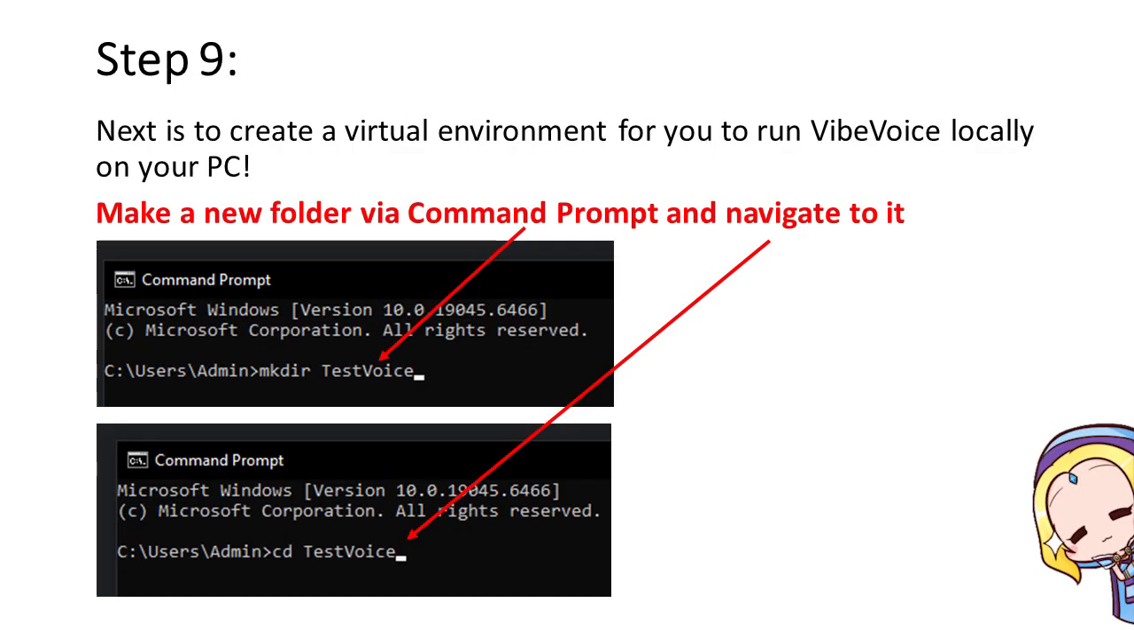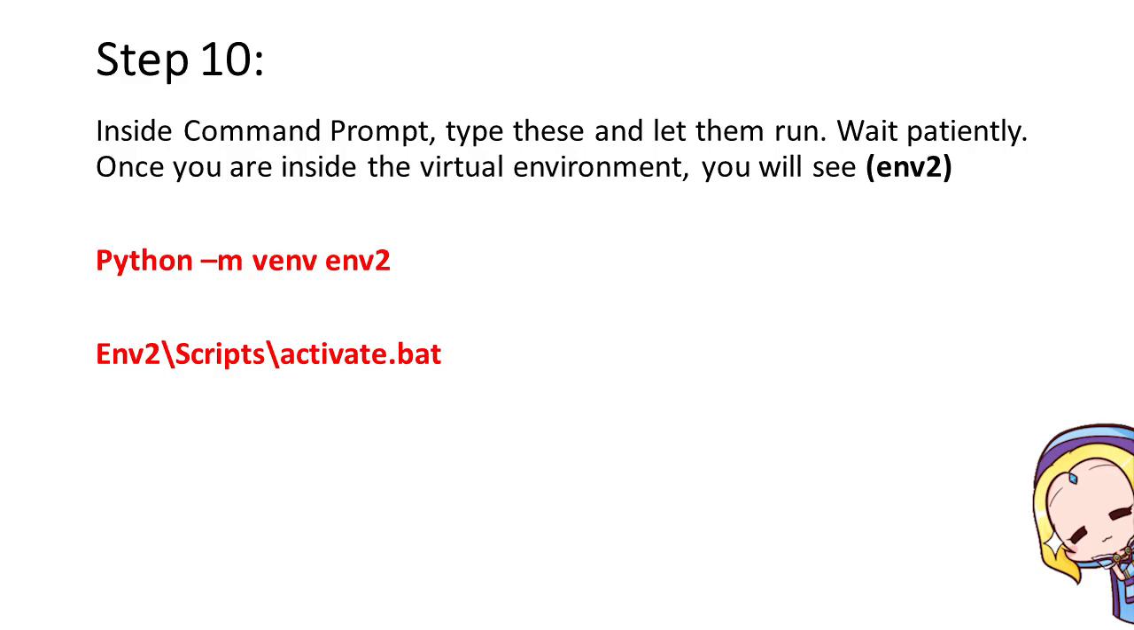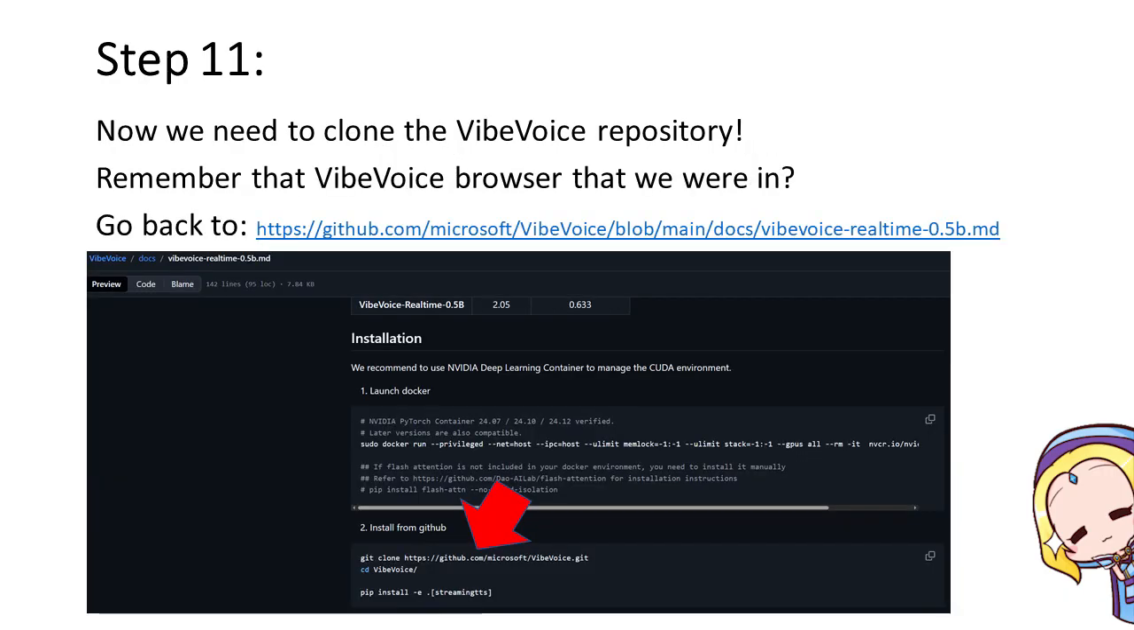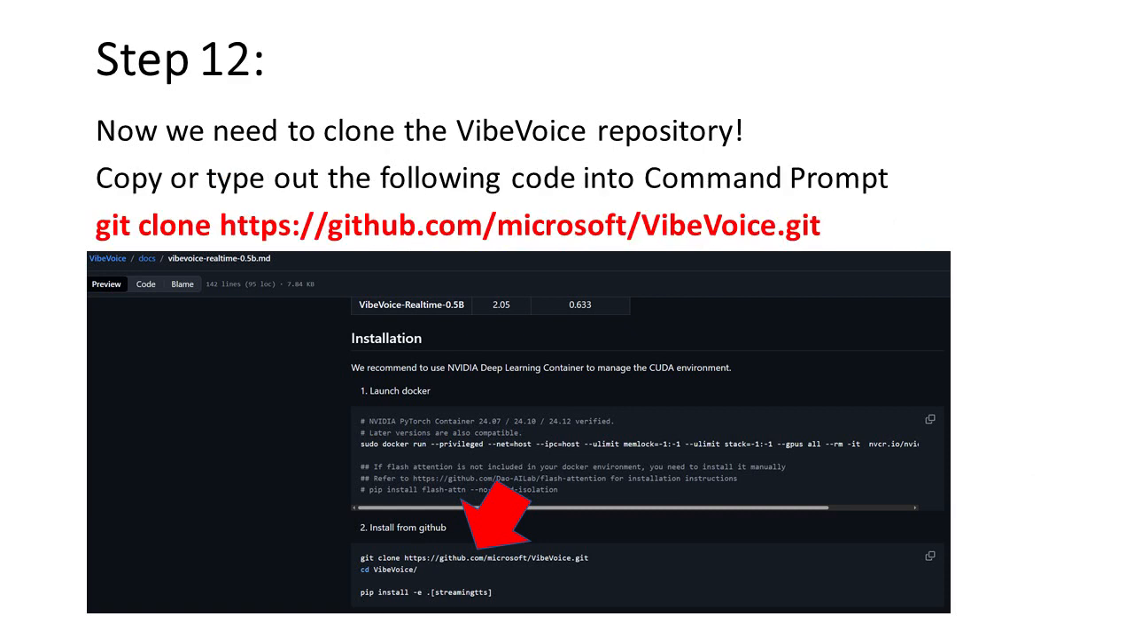Don't deviate from this, as making the wrong folder which you do not remember will cause you directory issues in the future. Step 10. Here we are, navigating into the virtual environment and activating it. Step 11. Here, we need to navigate back to VibeVoice browser to get the GitHub code. Step 12 is the real deal here, where we start to clone VibeVoice.